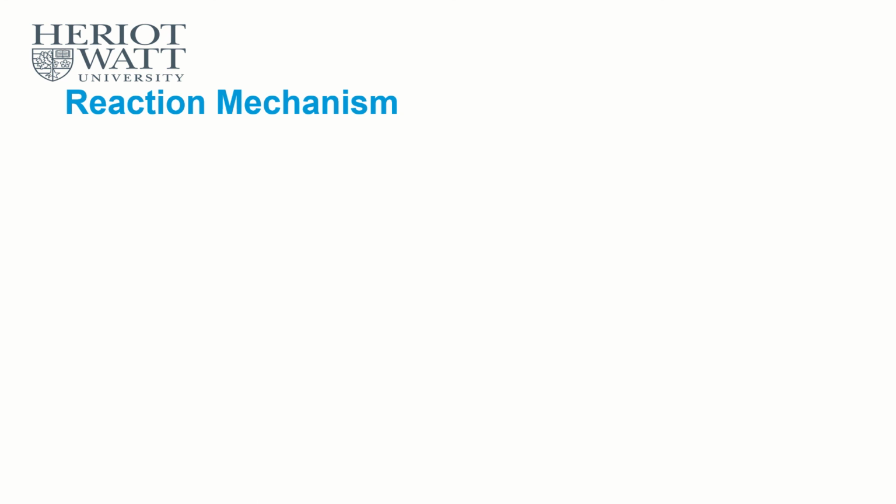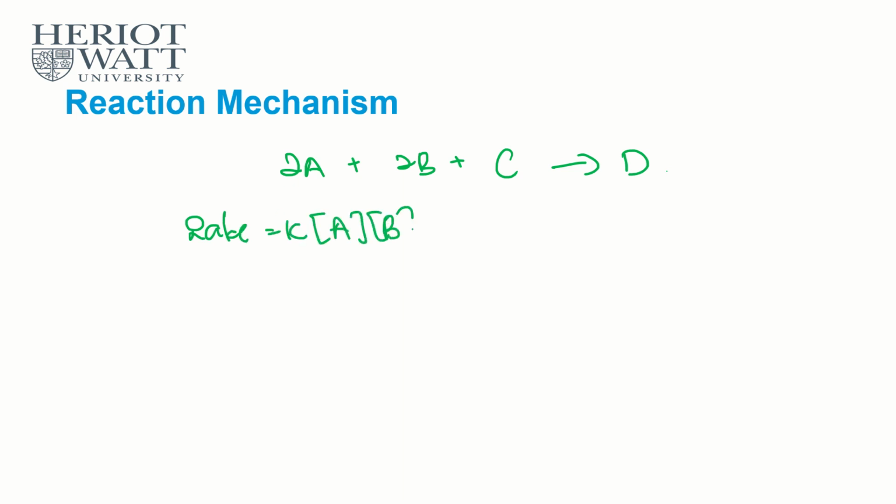Okay. Let's say I give you another example. I have 2A plus 2B plus C equals D, let's say. This is the reaction given. And I give you the rate equation: k, concentration of A, concentration of B, concentration of C. So I give you the balanced equation, I give you the rate law, and I'm asking you to deduce the reaction mechanism. So you have to write out the reaction mechanism.